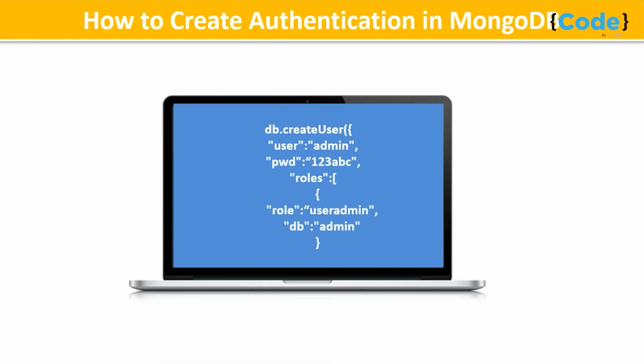So let us now understand how to create authentication in MongoDB. We have already learned that we need to create a user, and the syntax is db.createUser. Within the parentheses, mention the user keyword, where I'm just taking admin, and I'm giving the password as 123ABC. Now we have another criterion where we need to mention the roles, and within the parentheses I'm mentioning the role as userAdmin and the database as the admin database. Once you're done with this, it will say that it's okay.